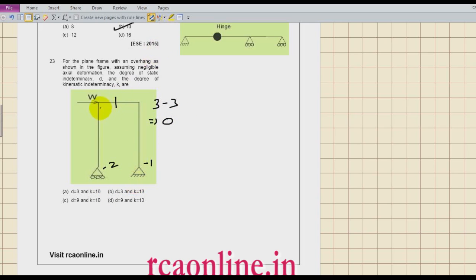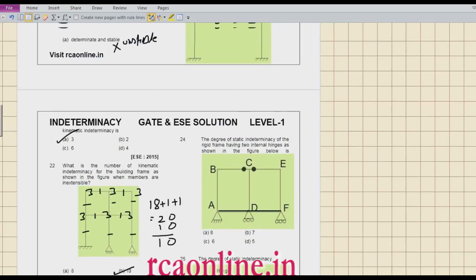Now let us find the kinematic indeterminacy. 3, 3, 6, 6 and 2, 6 and 1. So you get 7, 7 and 2, 9. Is it okay? So no answer is matching. So what will be the right answer? 0, 9 is the right answer. No answer matches. Okay, this is a GATE question.